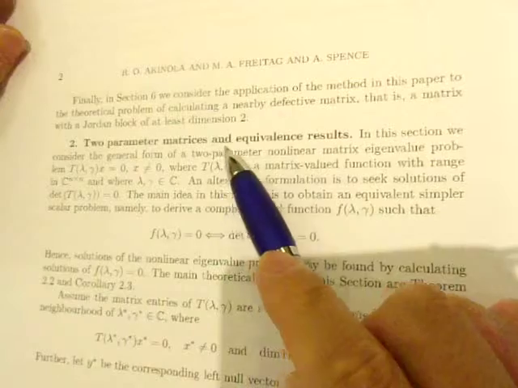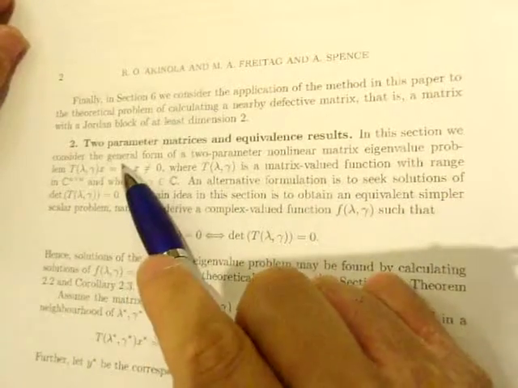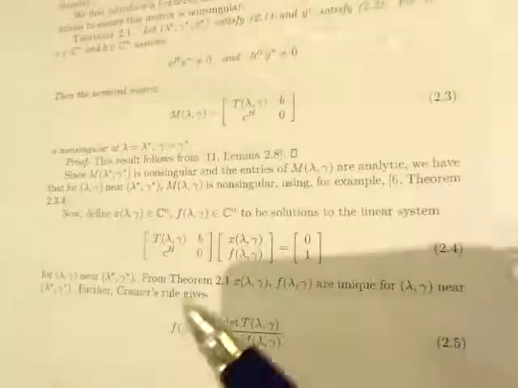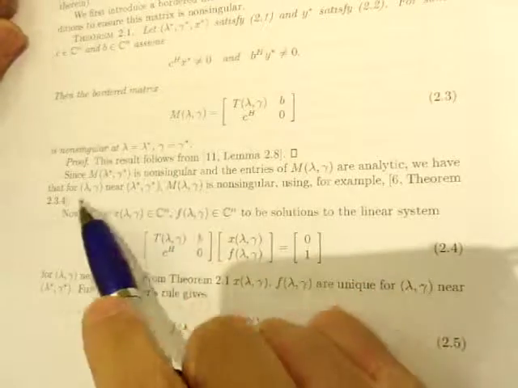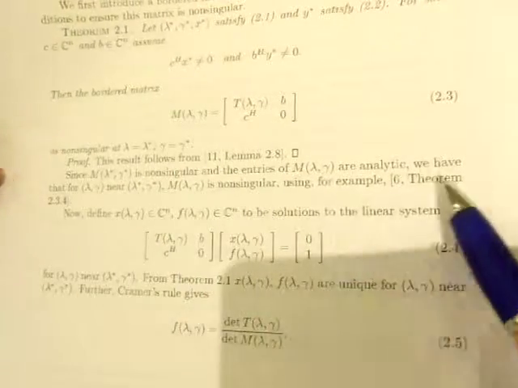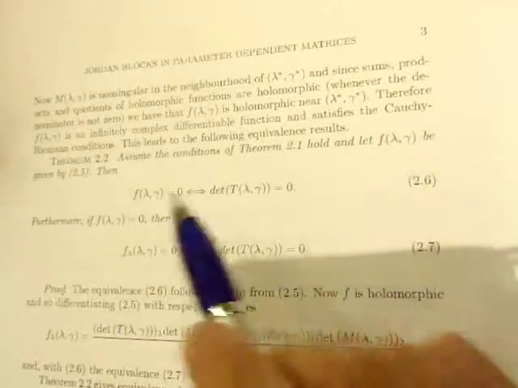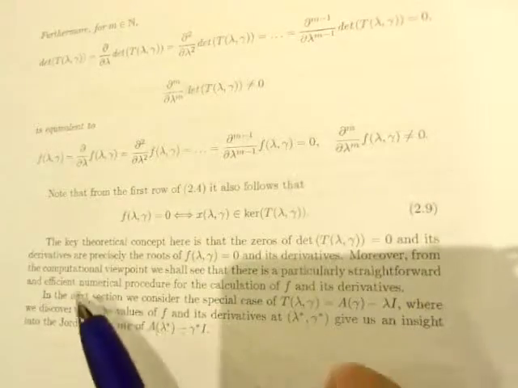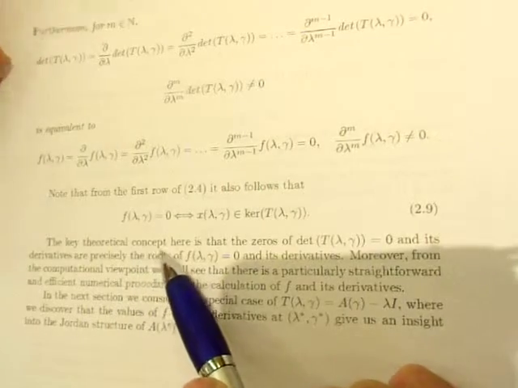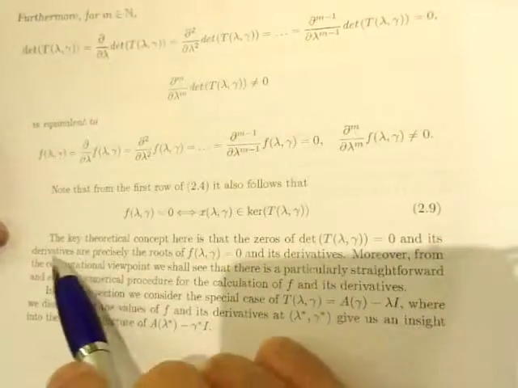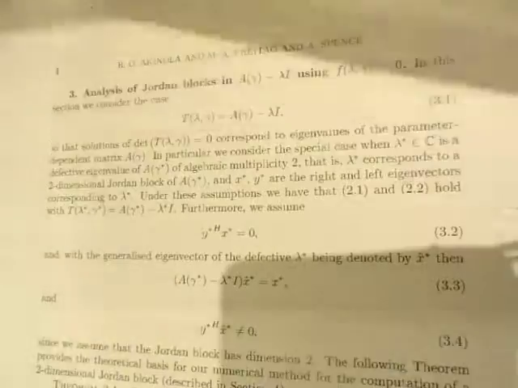Two-parameter matrix equivalence results in the general form with two parameters. This results from the lemma: non-singular eigenvalues have the form. Theorem: assume the condition in the theorem holds. The key theoretical concept here is the zero delta. It has diverse roots.